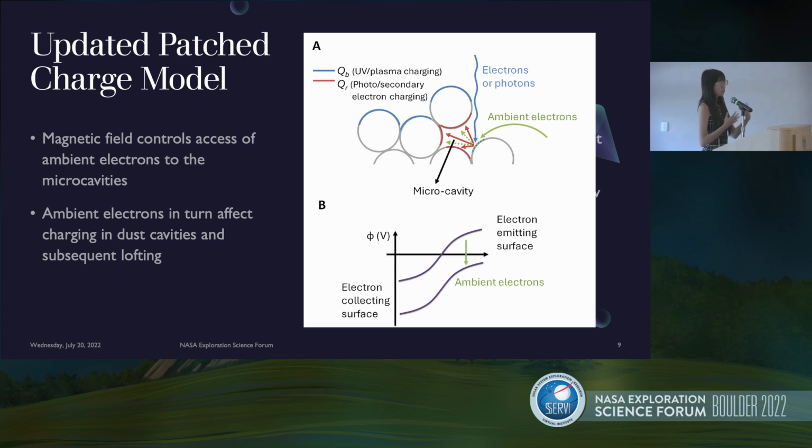Ambient electrons can be photoelectrons from other parts of the system, or just any electrons hanging around, and they're represented in my diagram here in green. If these ambient electrons are allowed to reach the microcavities, that helps to lower the overall potential within these microcavities, which results in more negative charges and more chances that the dust is going to loft. What the magnetic field does is inhibit the access of some of these electrons to some of these microcavities. And if you don't get more electrons, then you don't get a lot of dust lofting.